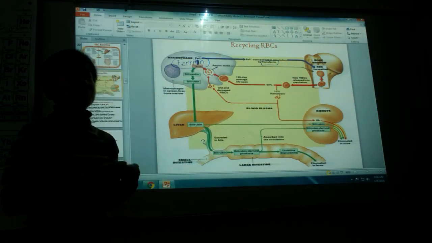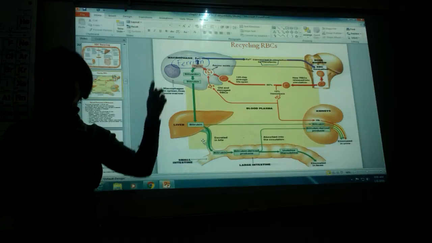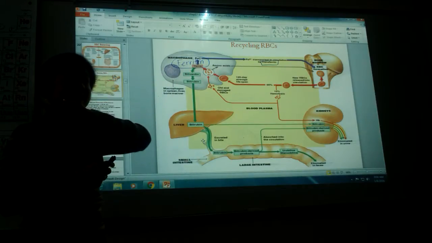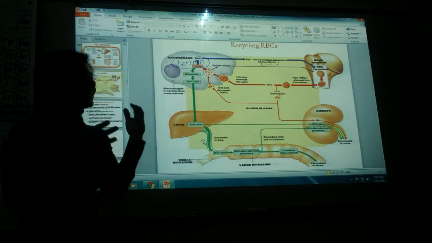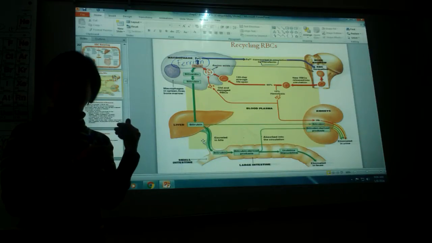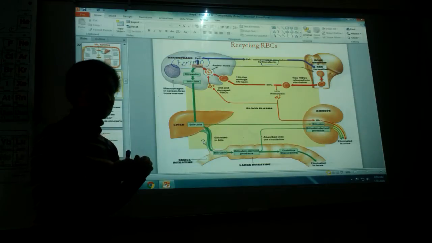Don't worry too much about these 2 proteins. I just wanted to show you so you understand the next slide that I'm going to show you, so we can understand why iron deficiency anemia is dangerous.